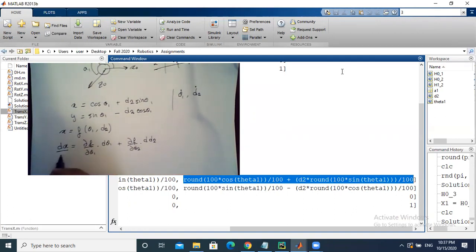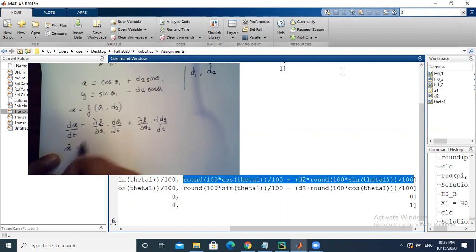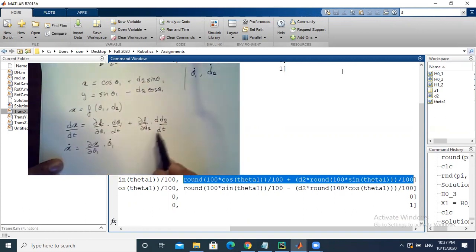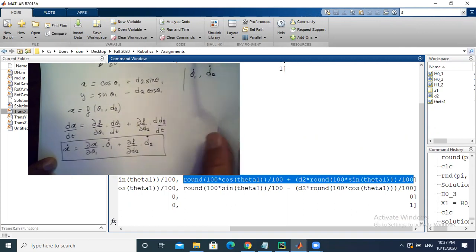Now, obviously, I need the time rate of x, so I just divide by dt here, okay? So in reality, x prime, which is my velocity, is equal to df d theta 1, right? f is actually x, right? So dx d theta 1 multiplied by theta 1 prime. I need to know how fast this joint is moving and how fast d2 prime is moving to be able to get the velocity of that. Plus dx dd2 multiplied by d2 prime. Okay. All right, this is the velocity of x.